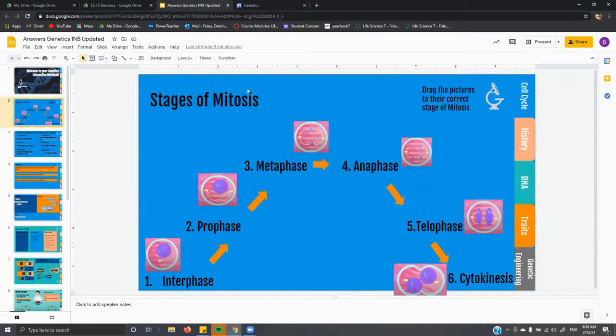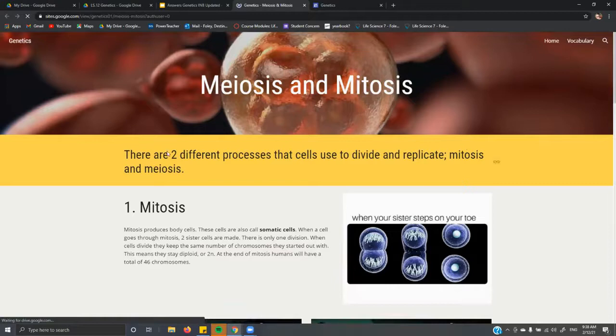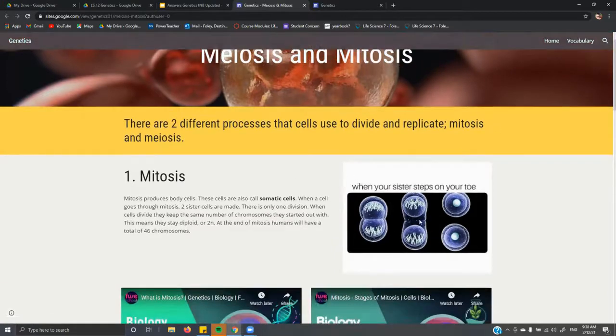So for slide 2, you're going to learn the stages of mitosis. Here's a good old meme for you. When your sister steps on your toe, you go, ouch, mitosis. So mitosis is how body cells are produced. Body cells are anything that are not sex cells. When a cell goes through mitosis, two sister cells are made.